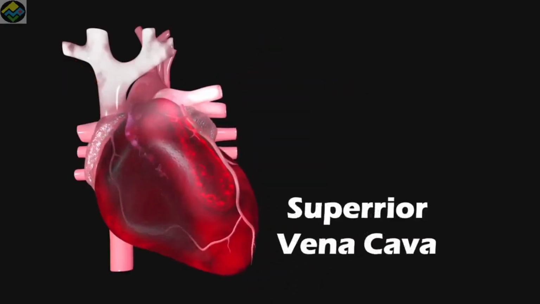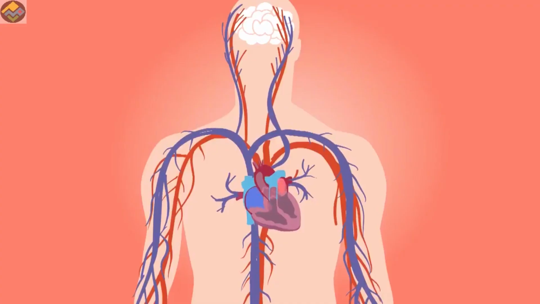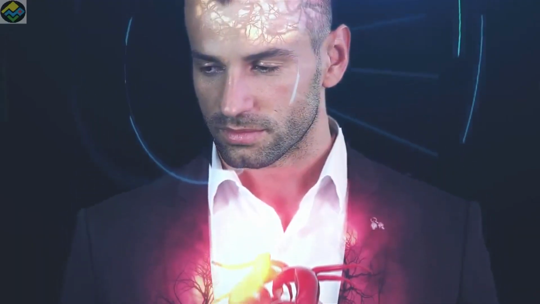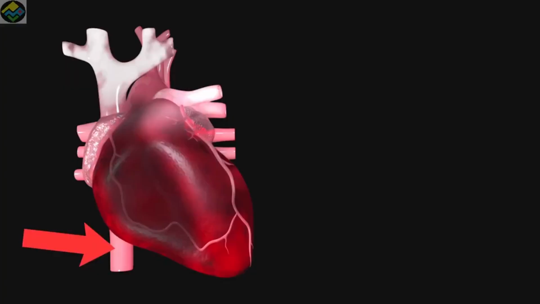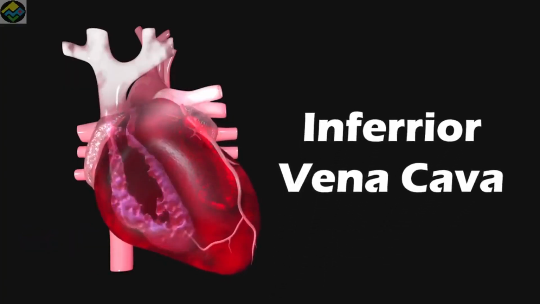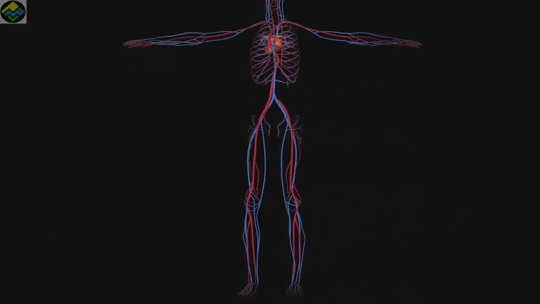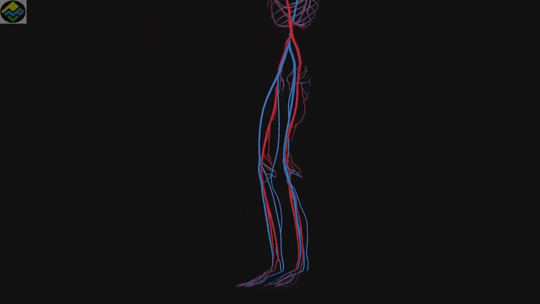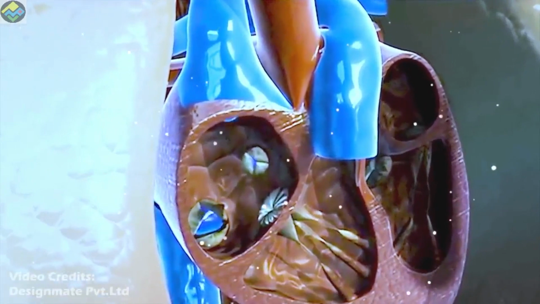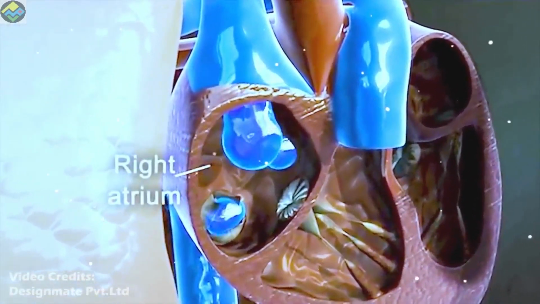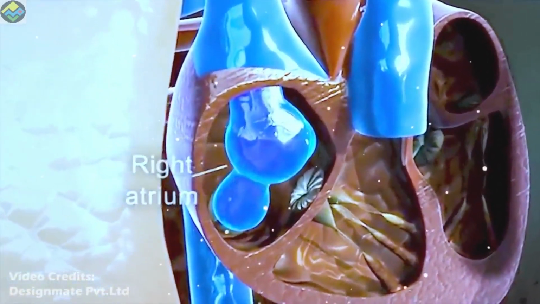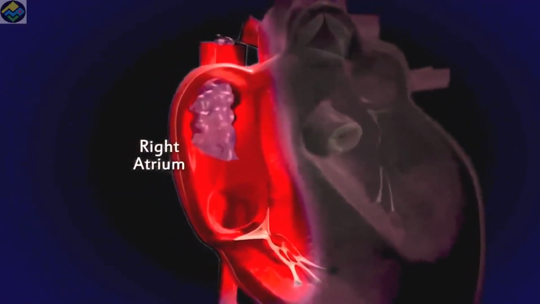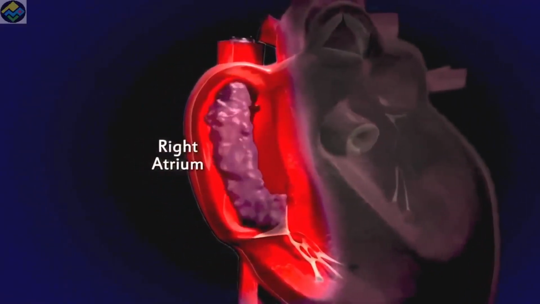This pipe, called the superior vena cava, is responsible for collecting blood from the upper part of our body, such as the brain, shoulders and neck, etc. This pipe, called the inferior vena cava, is responsible for collecting blood from the lower part of our body, such as the abdomen and legs. Blood coming from the inferior and superior vena cava is received into the right atrium of the heart. Point to remember is that this blood is deoxygenated. Deoxygenated blood is usually represented by blue color.